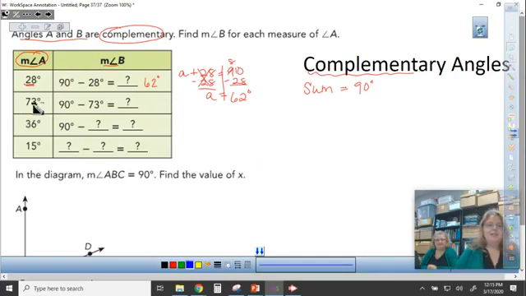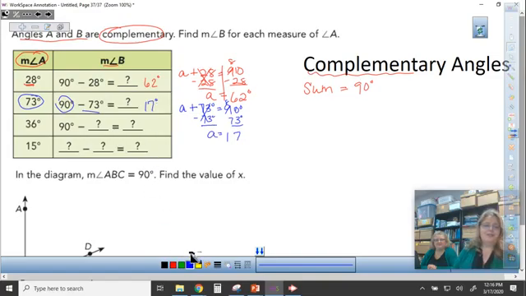Next, I want to know what's the complement for 73 degrees. Some angle plus 73 degrees equals 90 degrees. Again, I am simply going to subtract 73 from both sides. The example in our math book just has us taking 90 minus 73, which I absolutely could also do on my calculator. But this is more fun, of course. And I end up with 17 degrees.